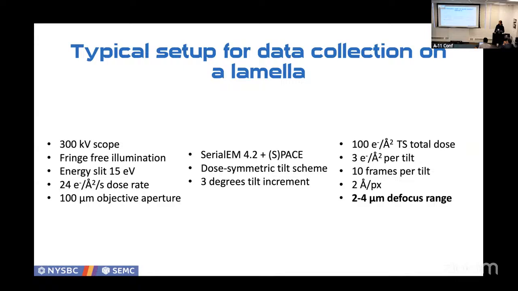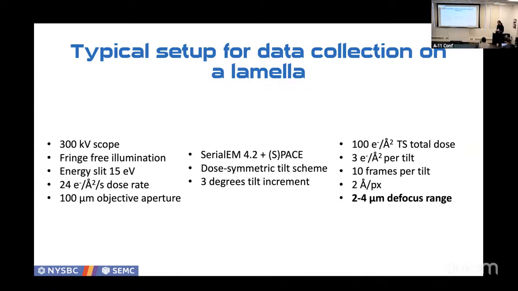The typical setup for the lamella will be using a 300 kilovolt scope. Obviously, fringe-free illumination, because the smaller your beam can be, the less area you will damage without imaging. It's very important. I think every single microscope we have is upgraded to be fringe-free. You don't damage the specimen for no reason. Energy slit for the G10, A3 by Quantum setup, we keep at 15. Those are at about 24. It will depend on the mag somewhat. If it's a high mag, it might be a little bit higher. If it's a low mag, you can drop this lower to keep your exposure reasonably long.